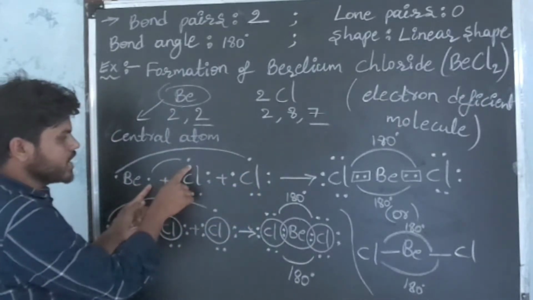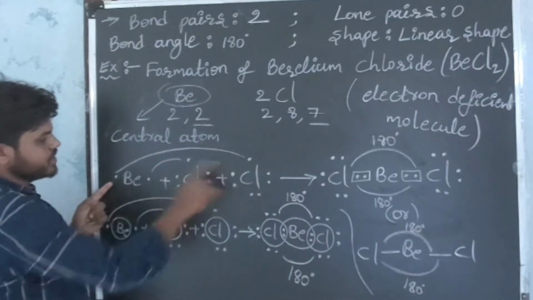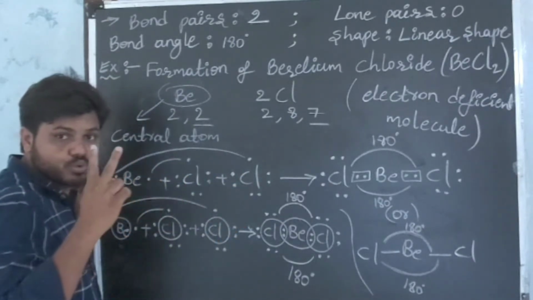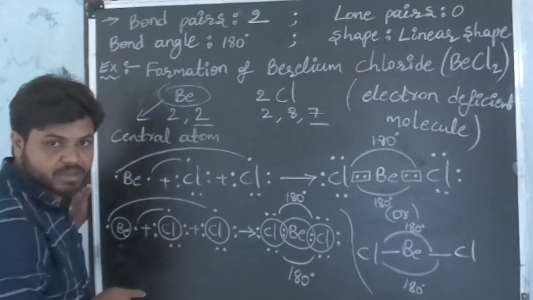See, these two electrons are shared between beryllium and chlorine, and these two electrons are shared between beryllium and the other chlorine. In beryllium, only two valence electrons are there. The two valence electrons are participating in the chemical change.